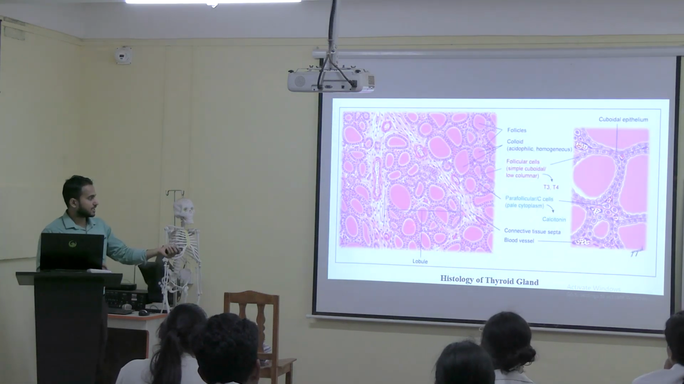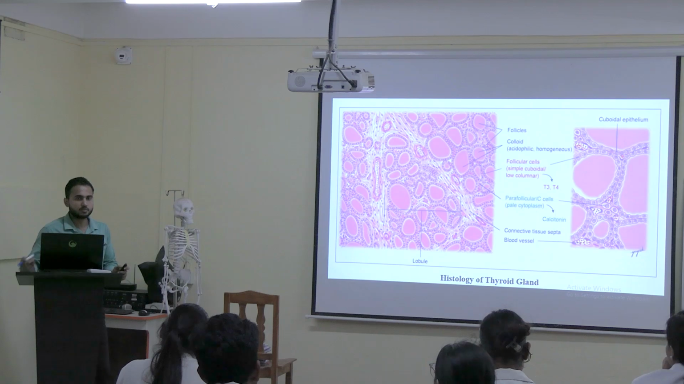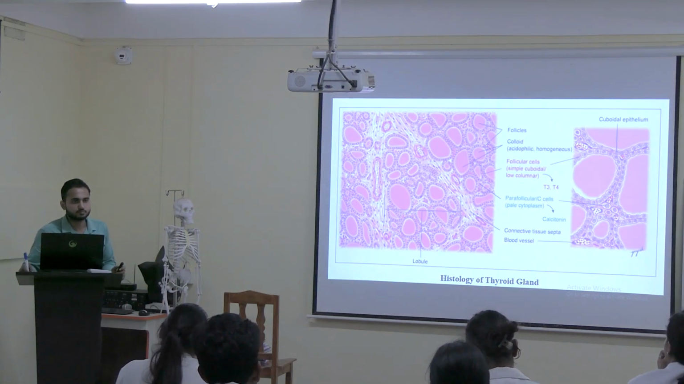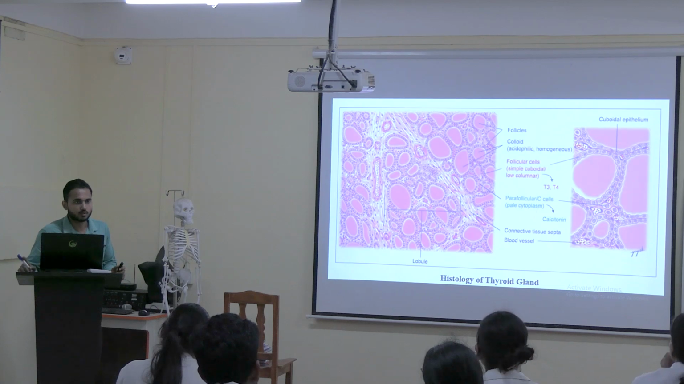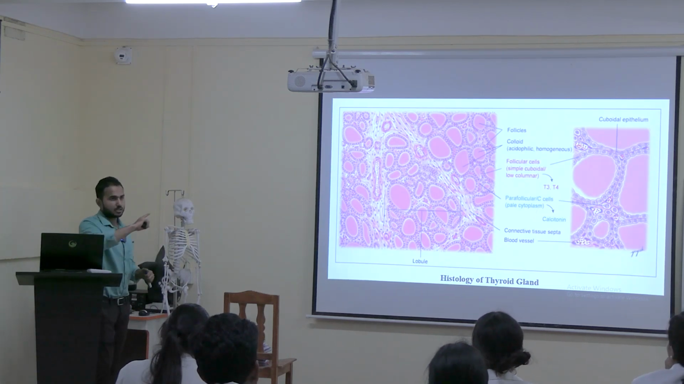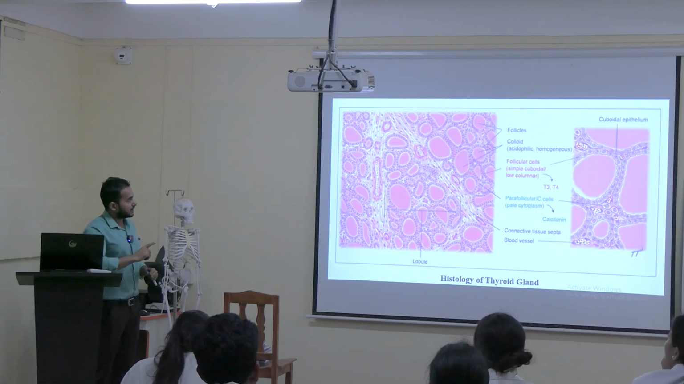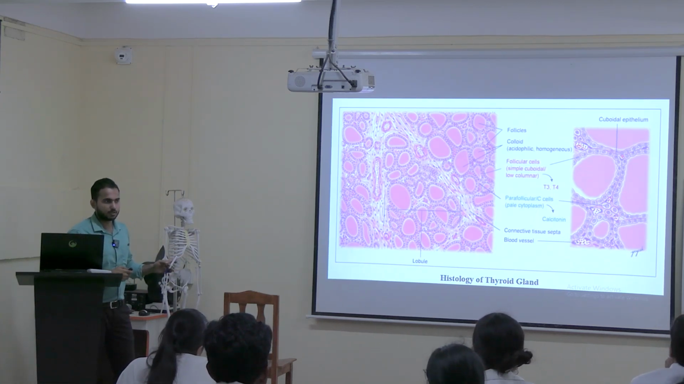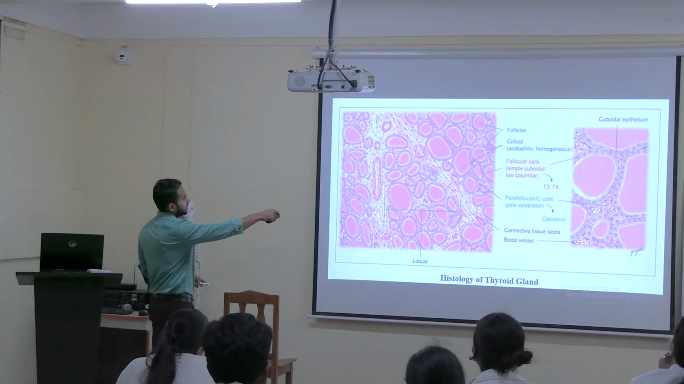Now here you can see the schematic diagram which you have to draw in your practical notebook. What can you see in the diagram? In this diagram, the capsule is not seen, but instead you can see the connective tissue septa. Can you see the connective tissue septa, everyone? This is the connective tissue septa.